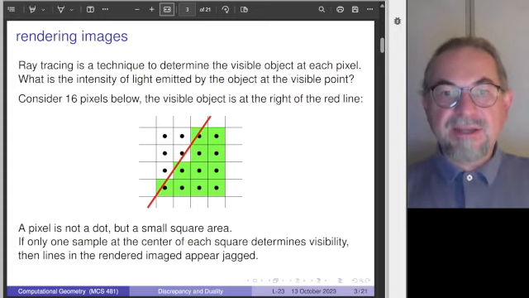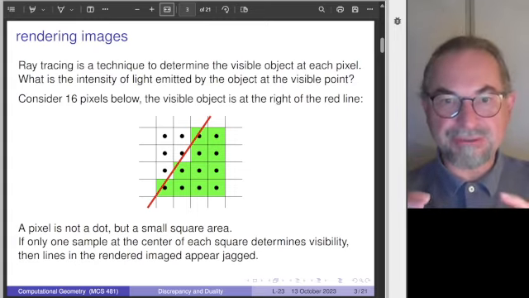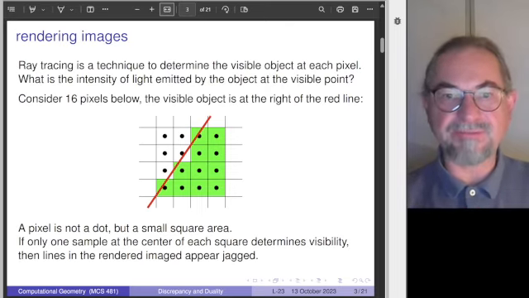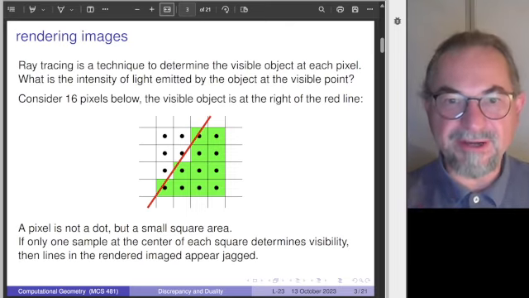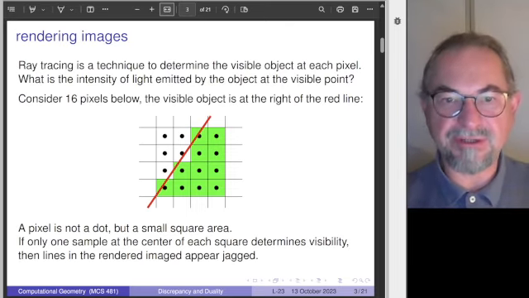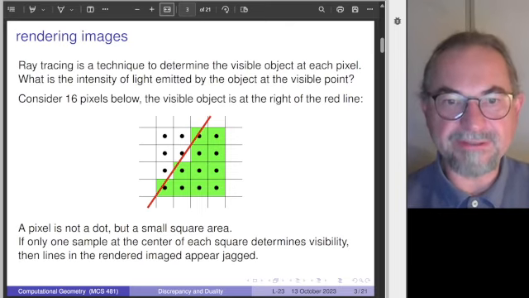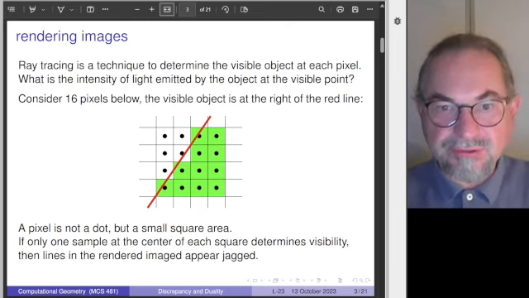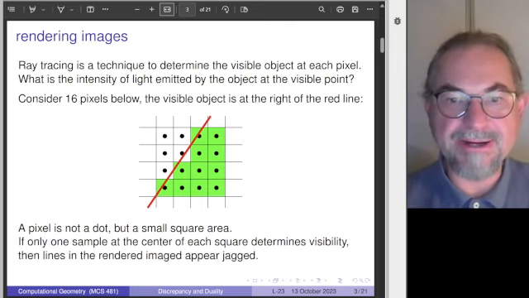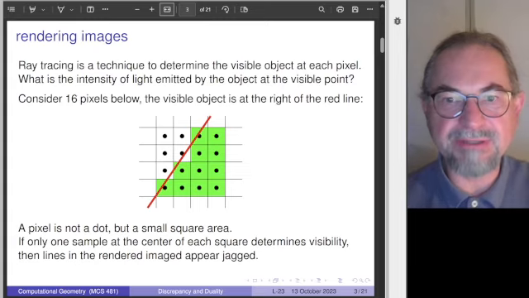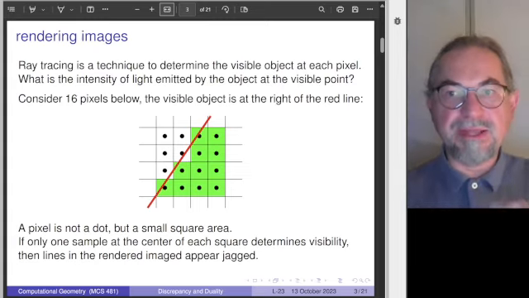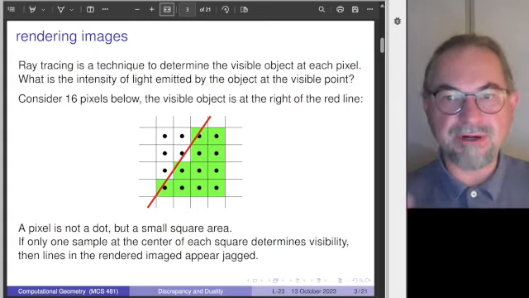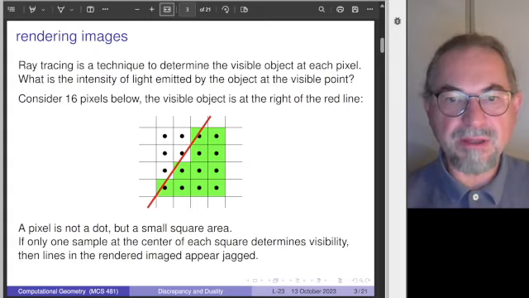We have the boxes where the center is at the right of the red line. Those are entirely shaded in green. The other ones are staying white. So a pixel is not a dot, but it's actually a small square area. Now here it is represented as being lighted or not, so it's pure binary whether you are at the right of the red line or not.